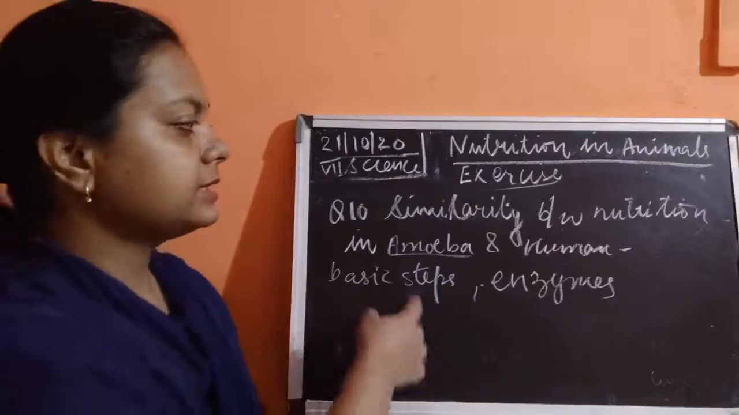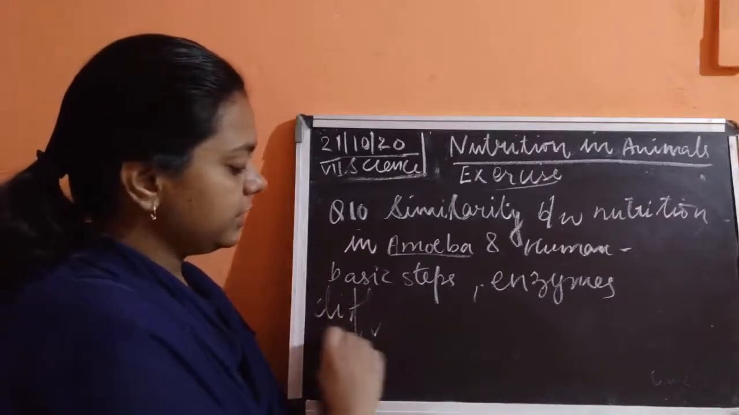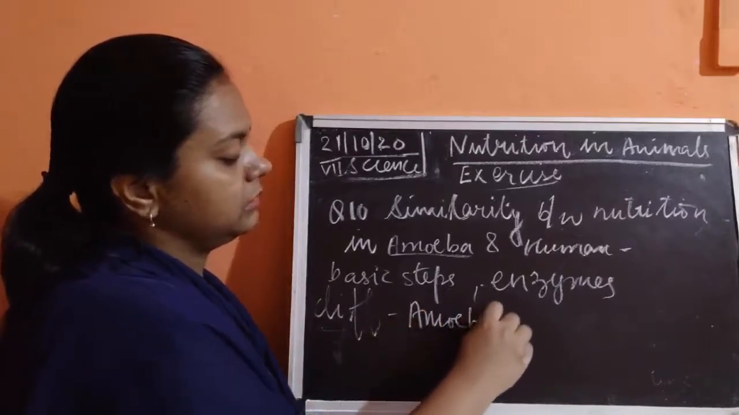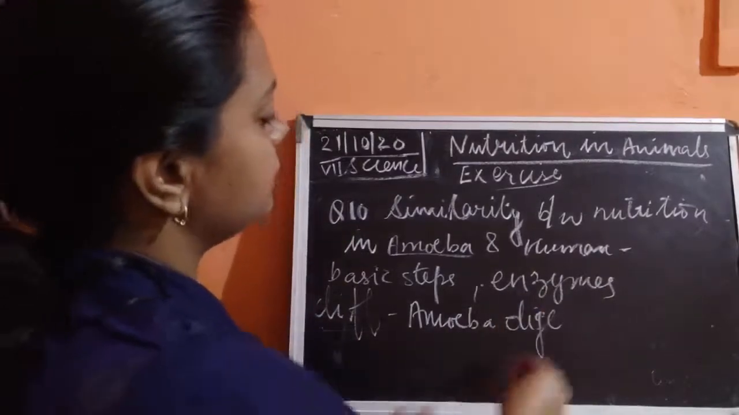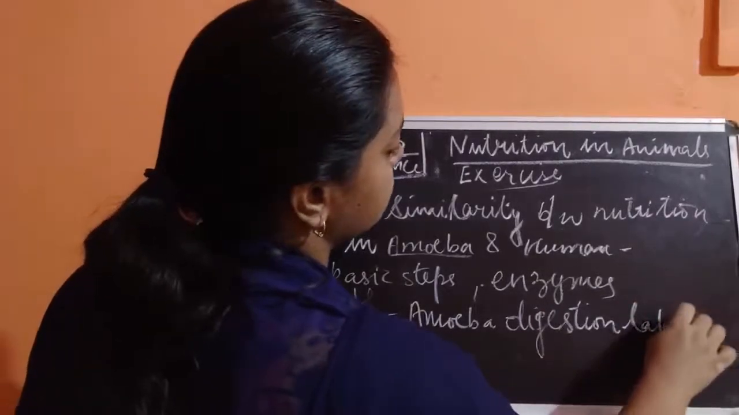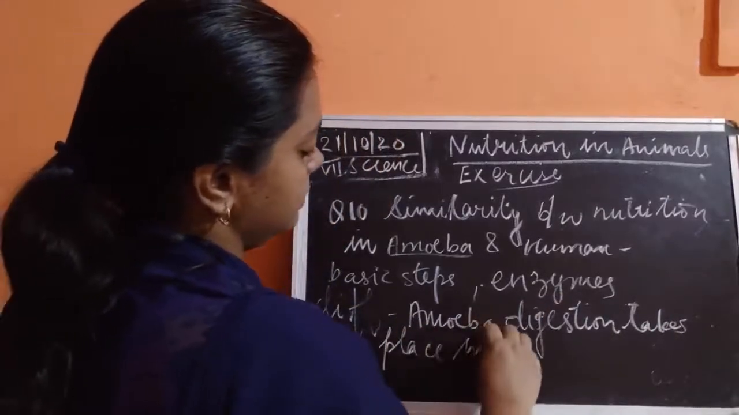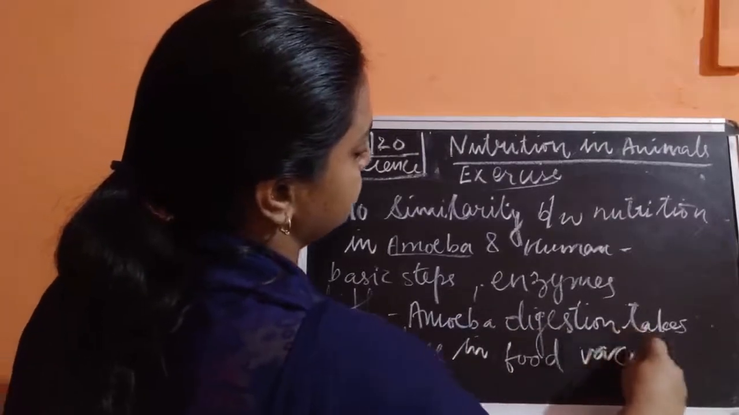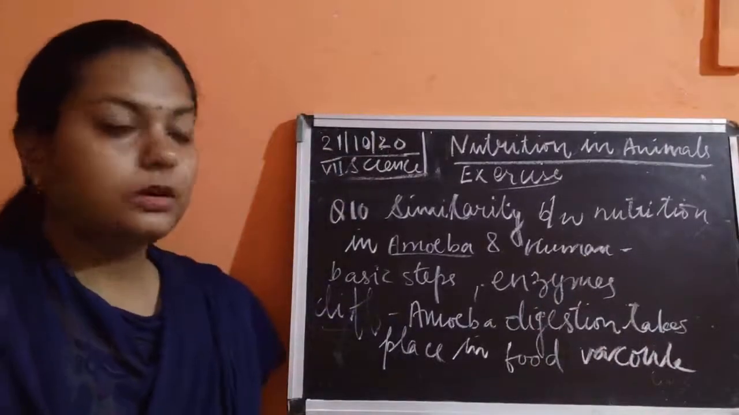As you know, amoeba is a single-celled animal, digestion takes place. What is the difference now? So, for the difference we can write down, in amoeba, digestion takes place in food vacuole. So, here the digestion takes place in food vacuole. Okay, so the digestion takes place in the food vacuole.